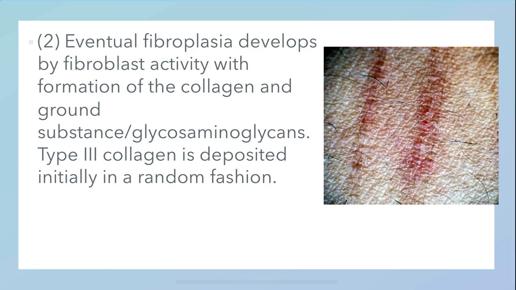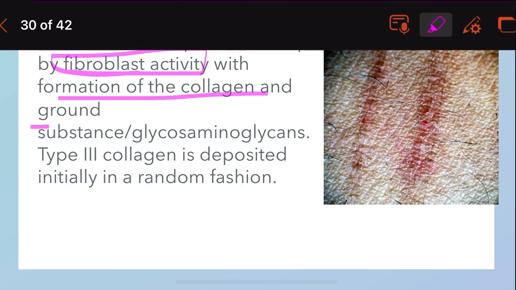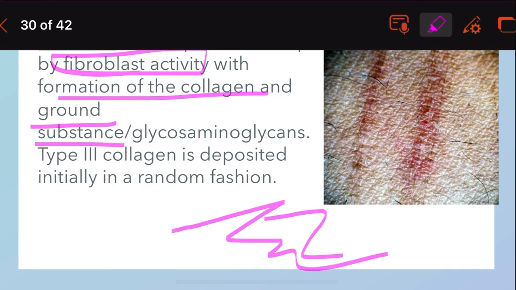Eventually there is fibroplasia. It develops by fibroblast activity with the formation of collagen and ground substance, also the glycosaminoglycans. So why does fibroplasia occur? It is because of this fibroblast activity, with formation of collagen and ground substance. The type 3 collagen is deposited in a random fashion initially.